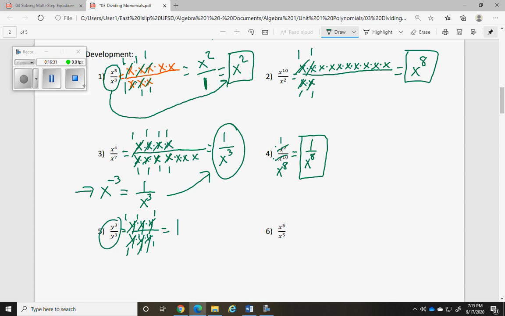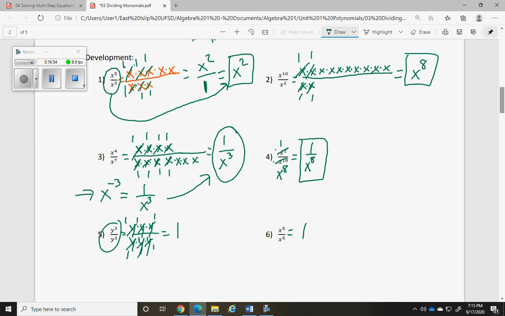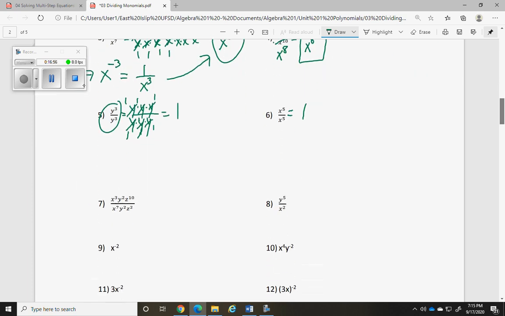You should have known that right from the very beginning, because y to the third over y to the third, it's the same number divided by itself. Whatever y to the third is, if it's in the numerator and in the denominator, of course it simplifies to be 1. Any number divided by itself is 1. So number 6, any number divided by itself is 1. Right? You can just write down the answer if you're really getting this. What do I want to do next? I guess I'm doing number 7.